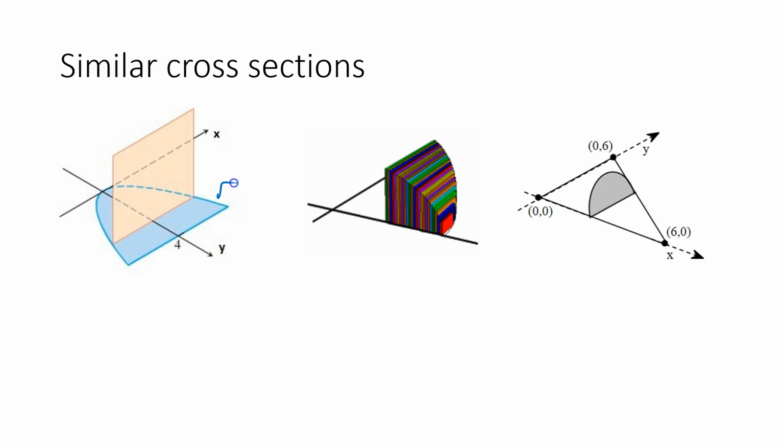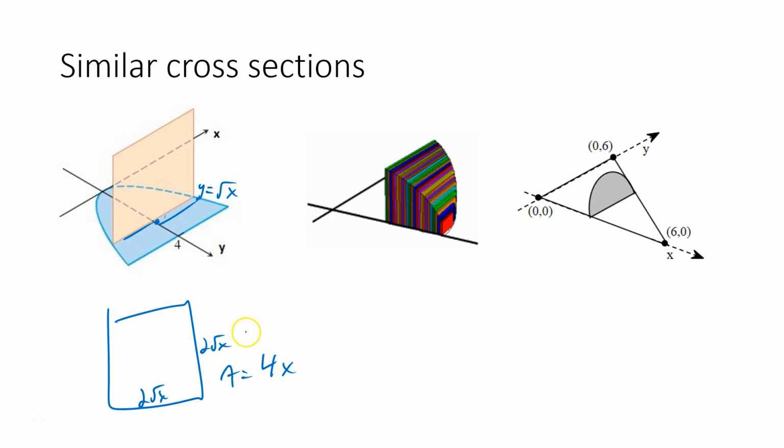So like this function looks like it's root x, y equals root x. But what is the base of the square? Is the base of the square just root x? Root x is from here to here, but the base of the square is twice that length. So if you're thinking about the area of a square, just make sure you know the bottom is 2 root x. This is 2 root x. So then the area of that square would be 4x. 2 root x times 2 root x is 4x.